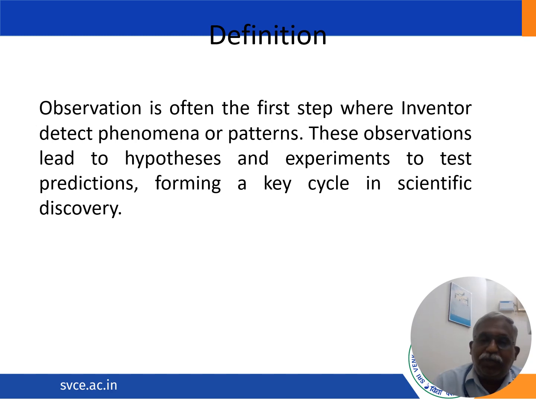Observation is often the first step, where the innovator detects phenomena or patterns. The observer detects the pattern: what they are doing and how they are doing it. These observations lead to hypotheses and experiments to test the predictions, forming a key cycle in scientific discovery. Now, based on the definition, I want to give a small example.